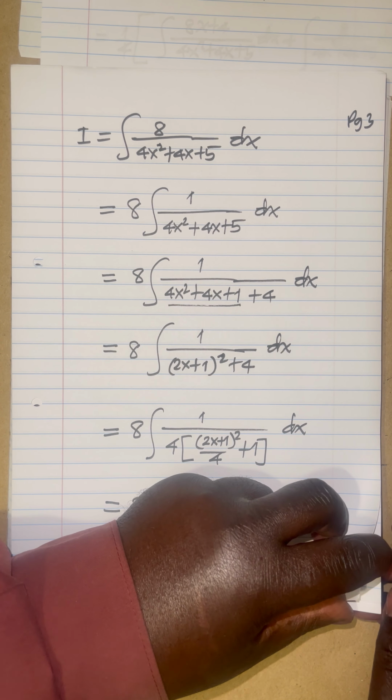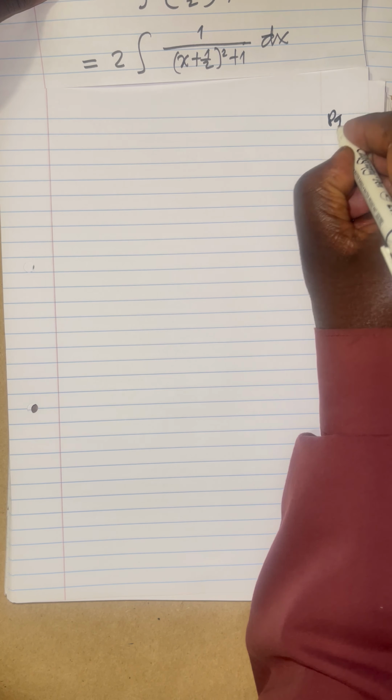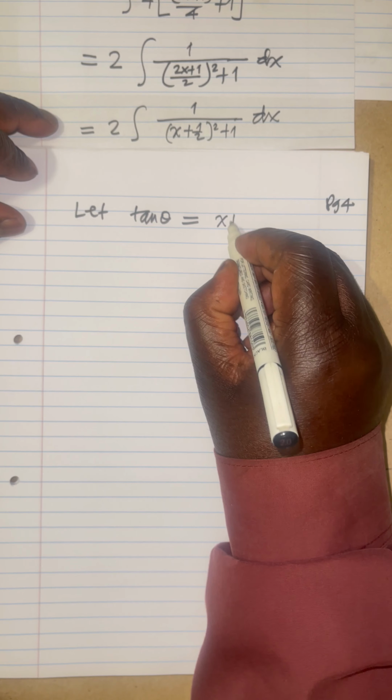Moving forward to page 4. Page 4. Now, this is the expression we're going to use. You can see it. Yeah. So at this point, I'm going to say, let tan theta be equal to, watch this, x plus half.